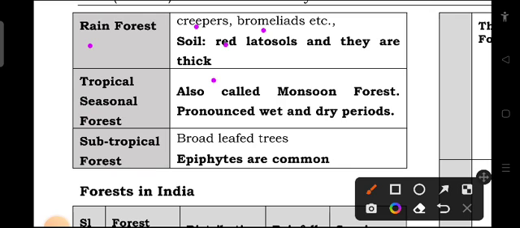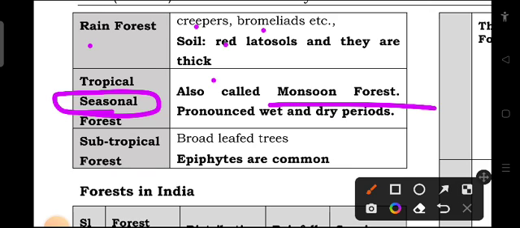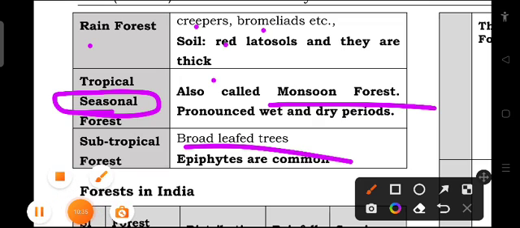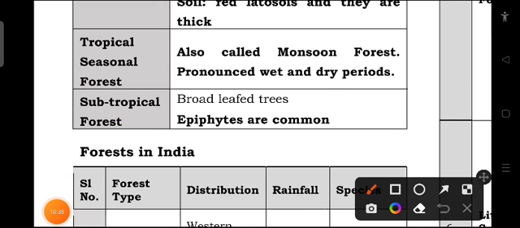The next type is tropical seasonal. Seasonal means monsoonal, like monsoon forest, and they have pronounced wet and dry periods. The next one is subtropical forest. They also have broad-leaved trees, and epiphytes are the common kind of plants. Both the temperate deciduous and the subtropical forest have broad-leaved trees.